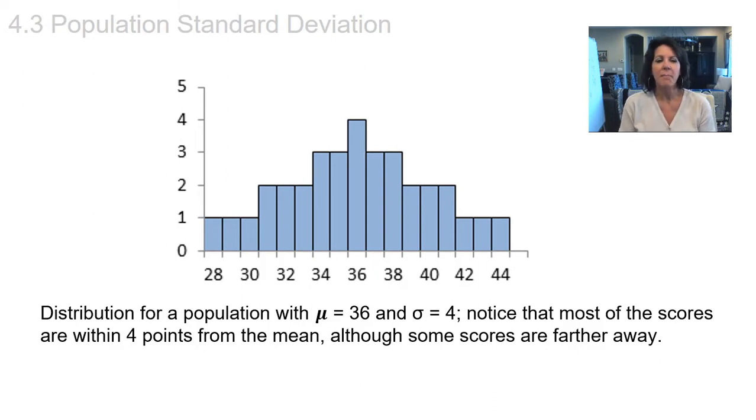So you'll notice that most of the scores are within 4 points, or are within 1 standard deviation. Most of the scores are between 32 and 40 points. That's plus or minus what we call 1 standard deviation, the standard deviation being 4. 36 plus 4 is 40. 36 minus 4 is 32. Most of the scores are within 1 standard deviation above or below the mean. Yes, we have some scores that are further away, but most of them cluster towards the center.